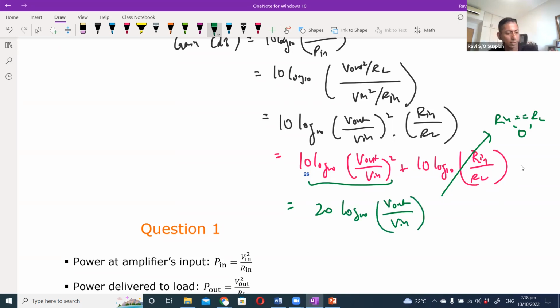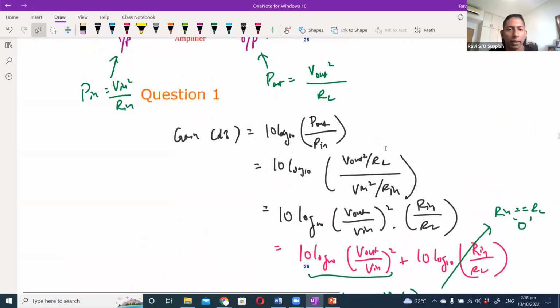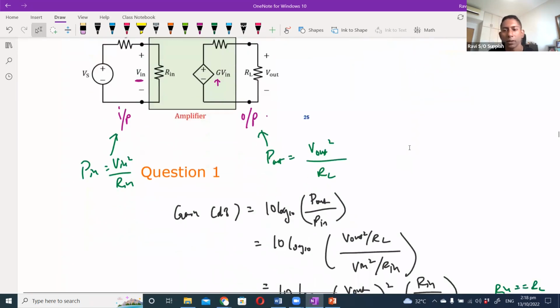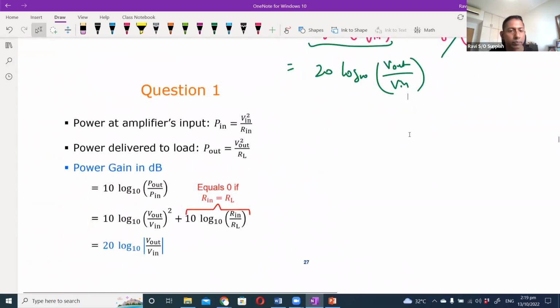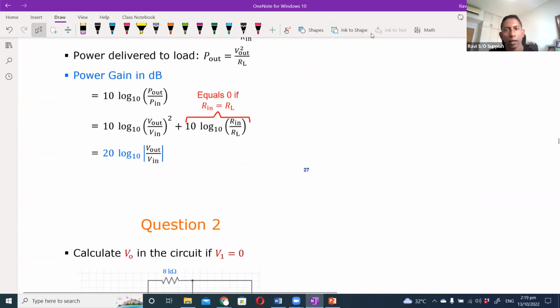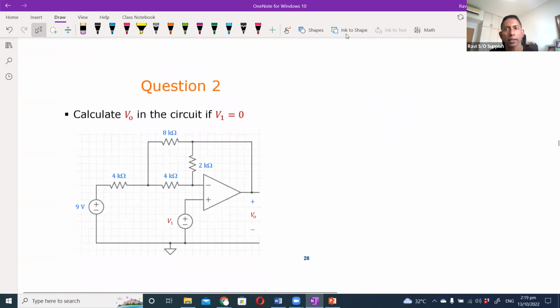So that is the way in which you can prove this. This is just to confirm and validate how we use this expression when you calculate the power gain. All right, so that is the first question. If anything, you can always unmute and ask or put it in the chat. If there are no questions, I will just continue to proceed.